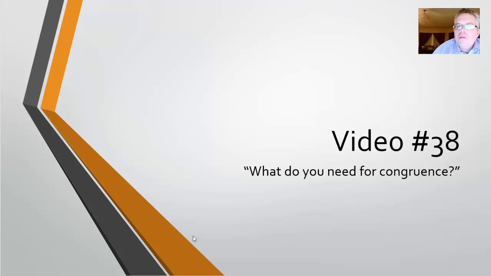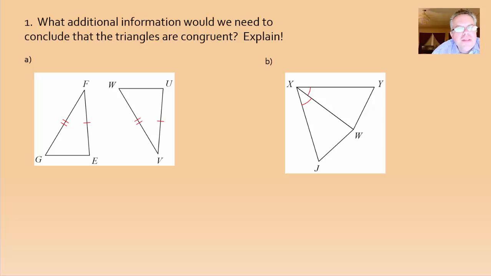Here we go. We're going to talk about what you need for congruence. This is a little bit of review, and it was similar to a question on the mini quiz. We're given two triangles and two sets of congruences, and we want to know what else we might need to know about the triangles in order to conclude that they're congruent. There are a couple of ways to go, so I'm just going to give one way, but there's more than one possible answer.